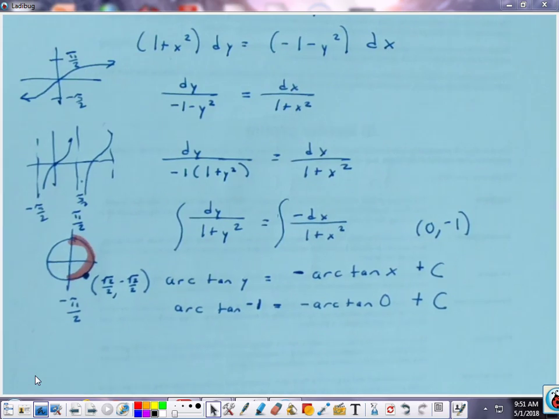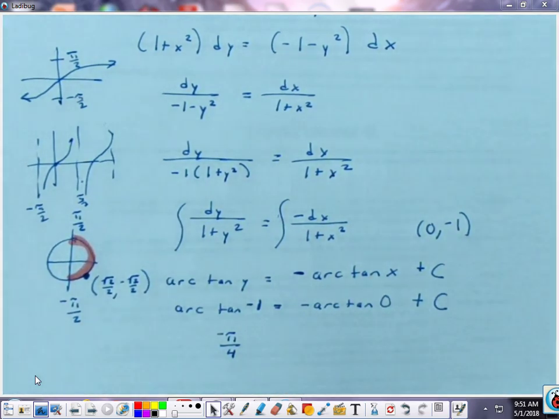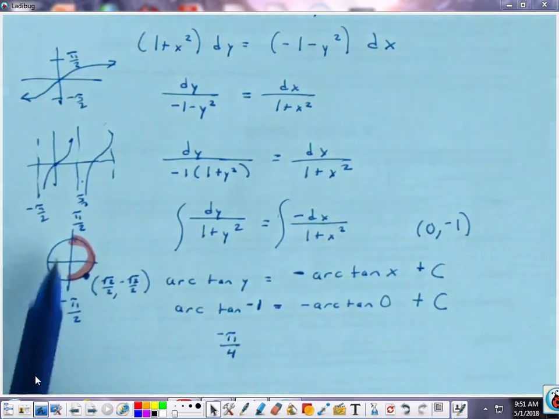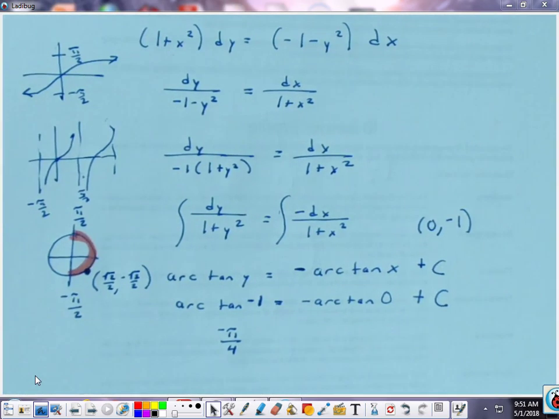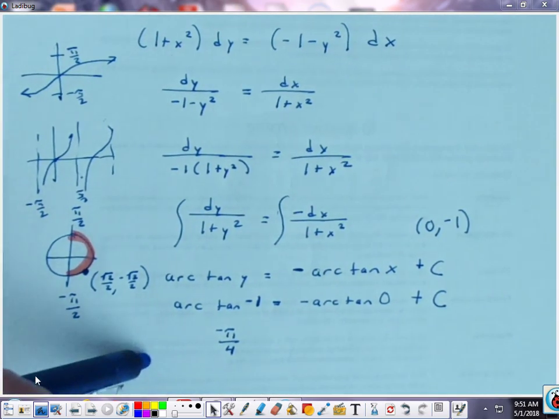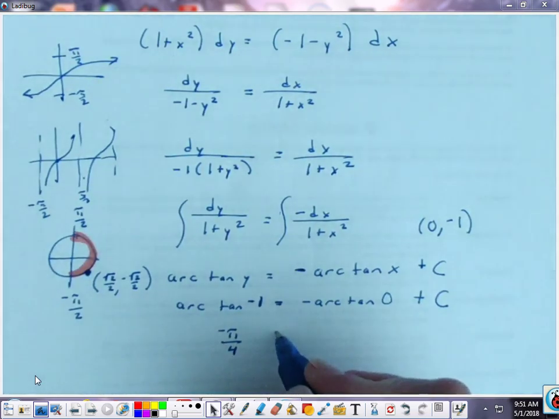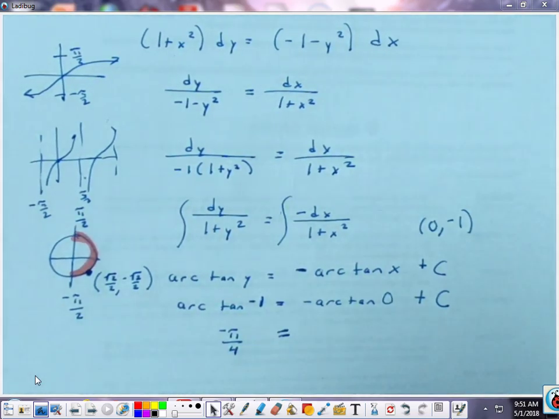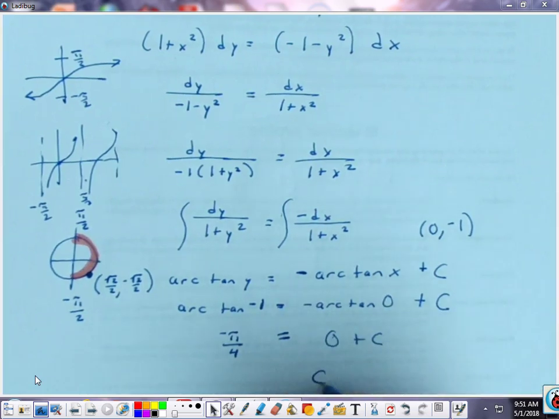Negative pi over 4. Yes. So you gave me one that's coterminal with negative pi over 4. In other words, it is the same location, but they want you to describe it as between negative pi over 2 and pi over 2. If you did arctan negative 1 on your calculator in radian mode, it would give you the decimal equivalent of this. And if you do it in degree mode, it'll give you negative 45 degrees. What about the angle whose tangent is 0? 0.